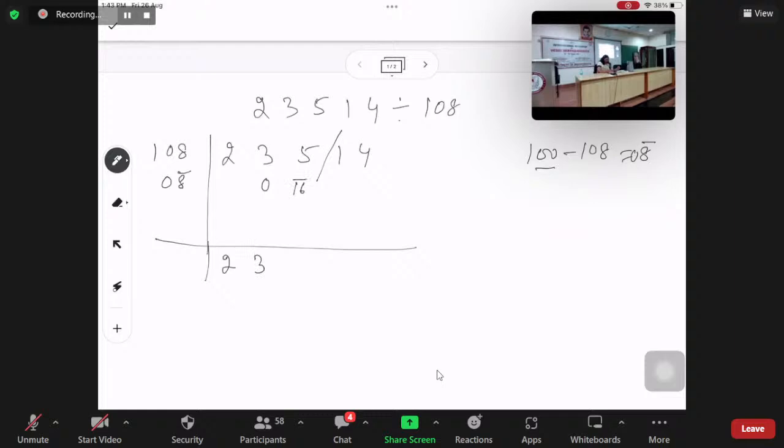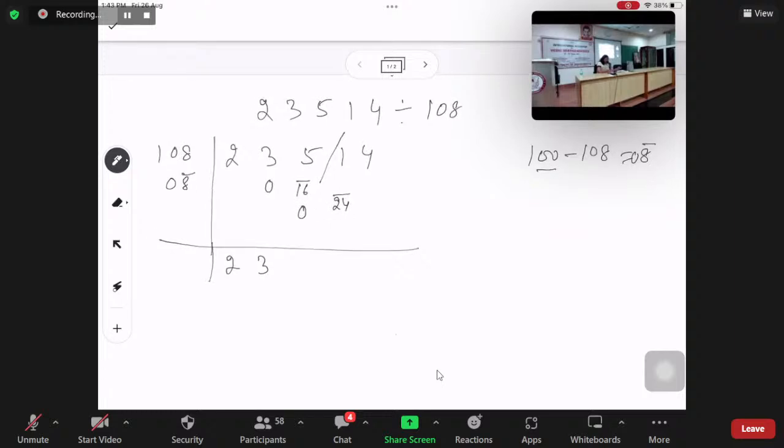3 plus 0 is 3. Then 3 into 0 is 0. 3 into 8 is 24 bar. Next is 16 bar plus 5, which is 11 bar. Put a slash. 11 into 0 is 0. 11 into 8: these are two negative numbers we are multiplying, so it would be positive. So this is 88. So let us write the answer. 88 plus 4, 92. This is 92.